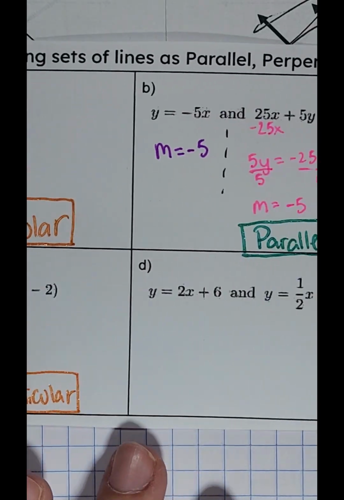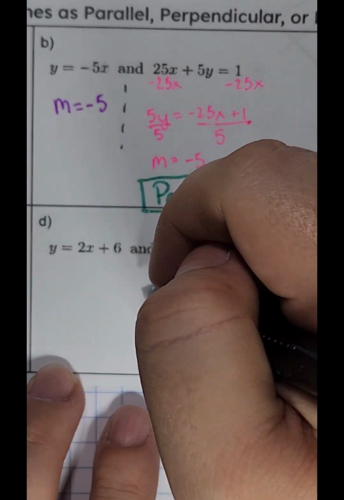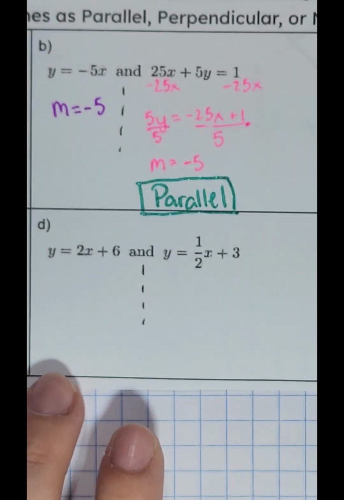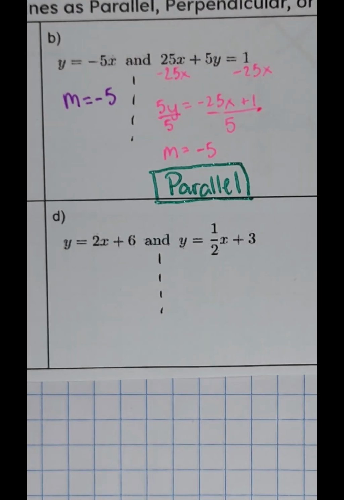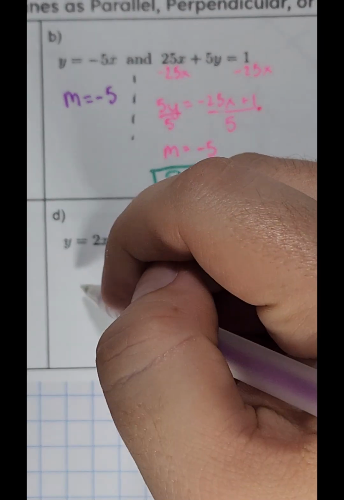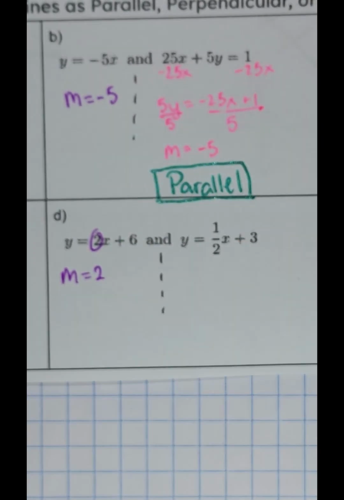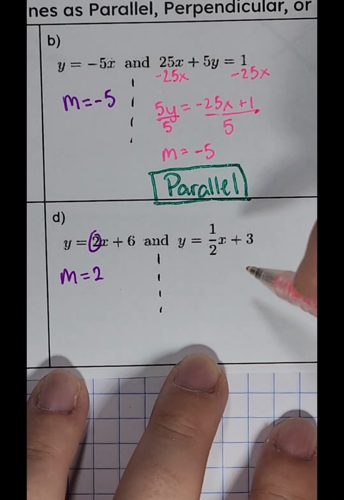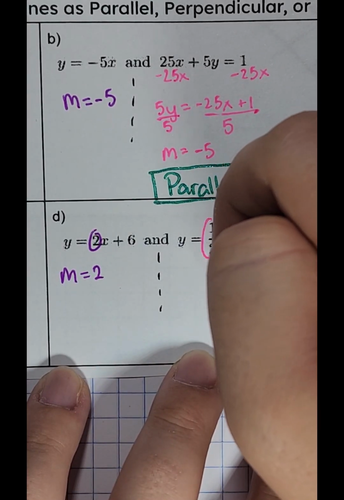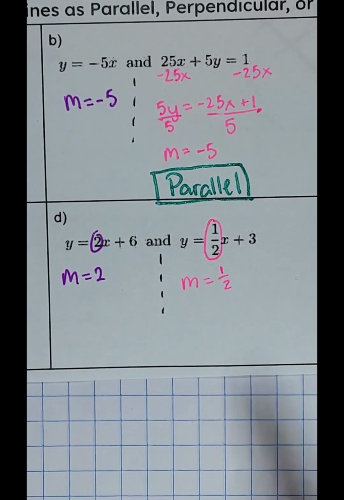All right, on to part D. For D, we are going to again split our space. We have y equals 2x plus 6. When we have slope-intercept form given to us like that, automatically we know that slope is just 2. The second equation, we have y equals 1/2 x plus 3. So again, we already have our slope right there as 1/2.